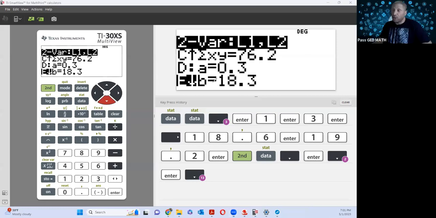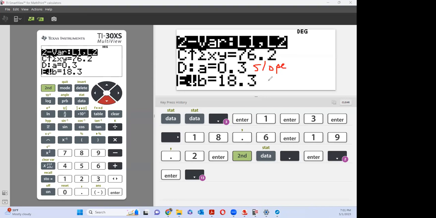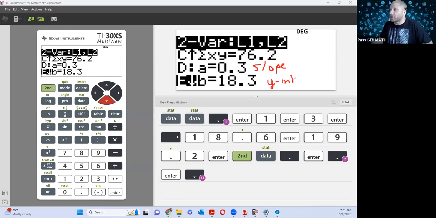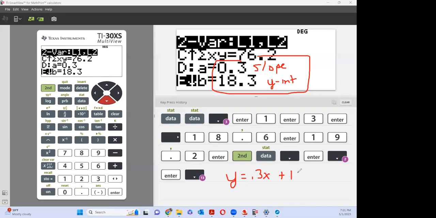What I just showed you is the calculator figured out the slope and the y-intercept. So once you know this information, you should know the equation is y equals 0.3x plus 18.3. Look at that.